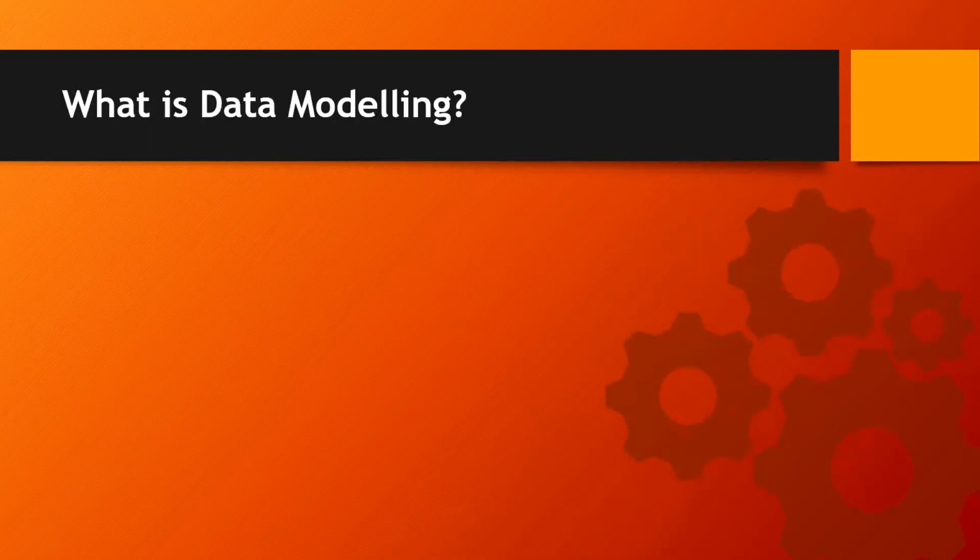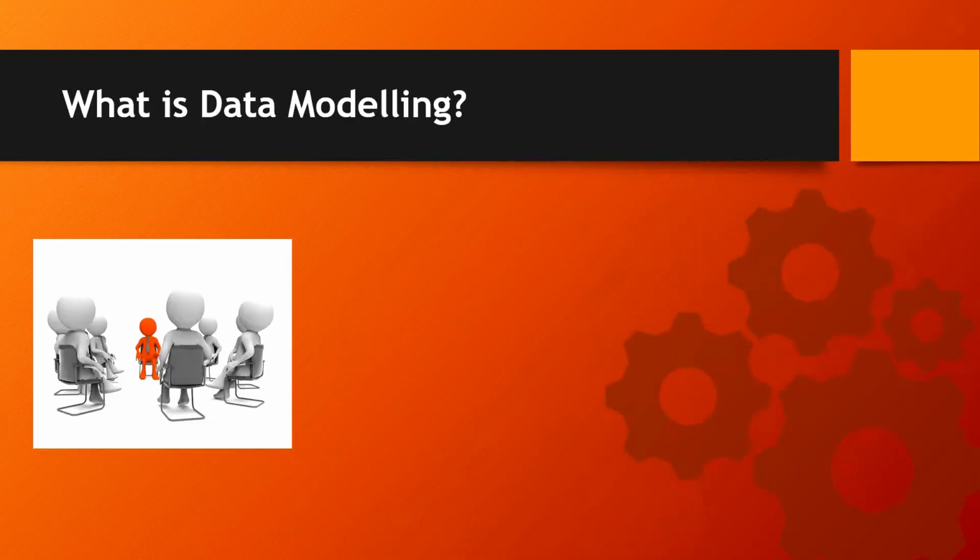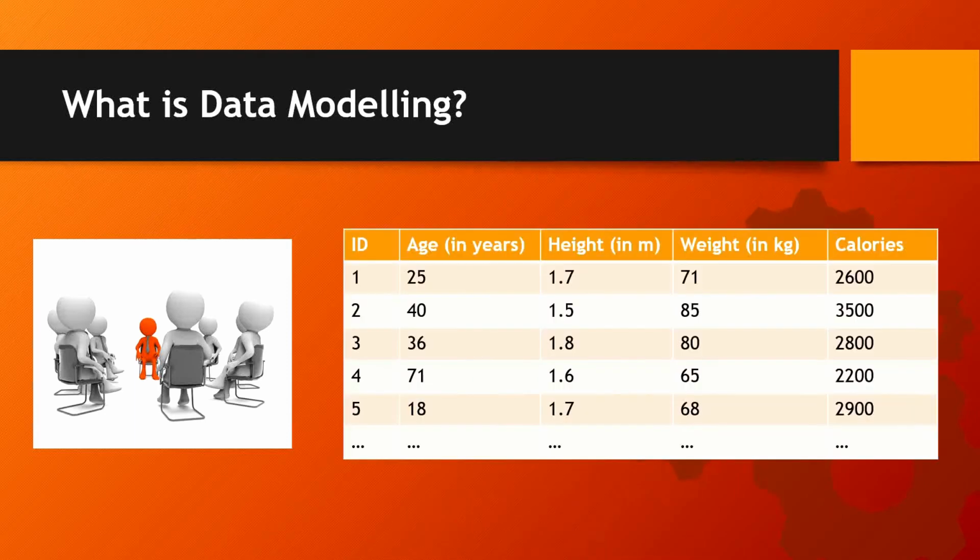Now, coming to data modeling, assume that you're sitting in a meeting with your team and one of the senior managers asks you to basically create a system, any kind of system, which will take the age, height, and weight of a person as input and will predict their daily calorie consumption as an output. You might ask that this is already given to us here, so why do they need it?